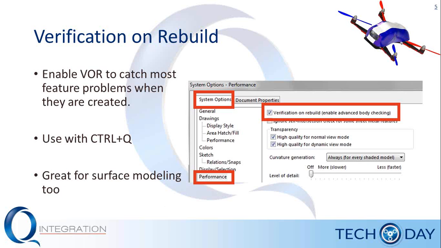Keep in mind that if you have this option off and you upgrade a version of a file from, say, 2014 to 2015, the first time it rebuilds in 2015, it will do that rebuild with verification. So if you open up a part and there's a bunch of rebuild errors because of this advanced body checking, it's because it was not on the first time that part was created.